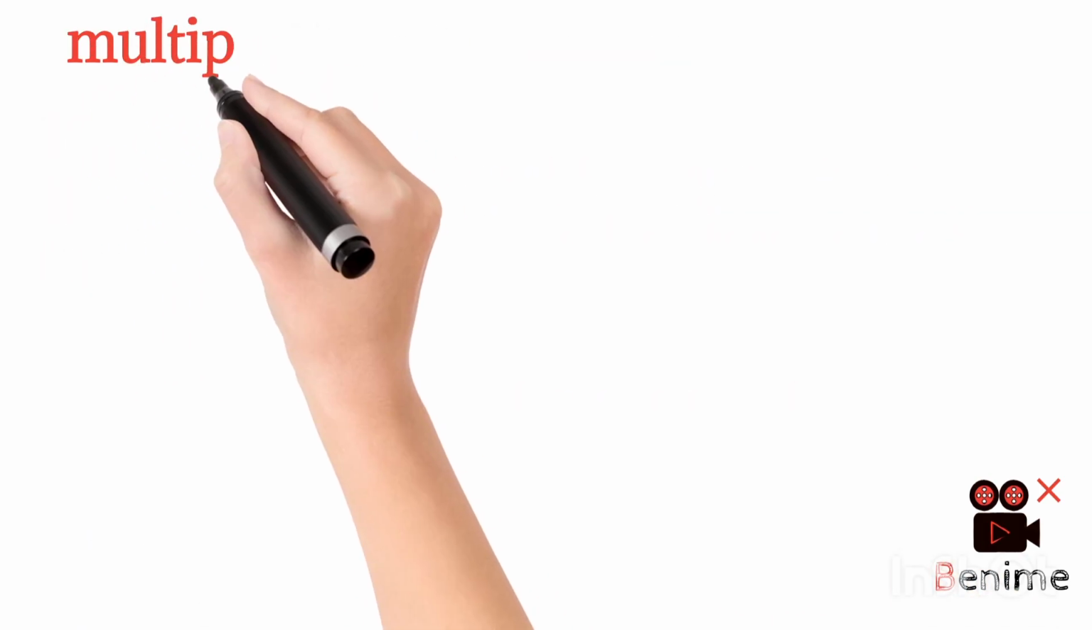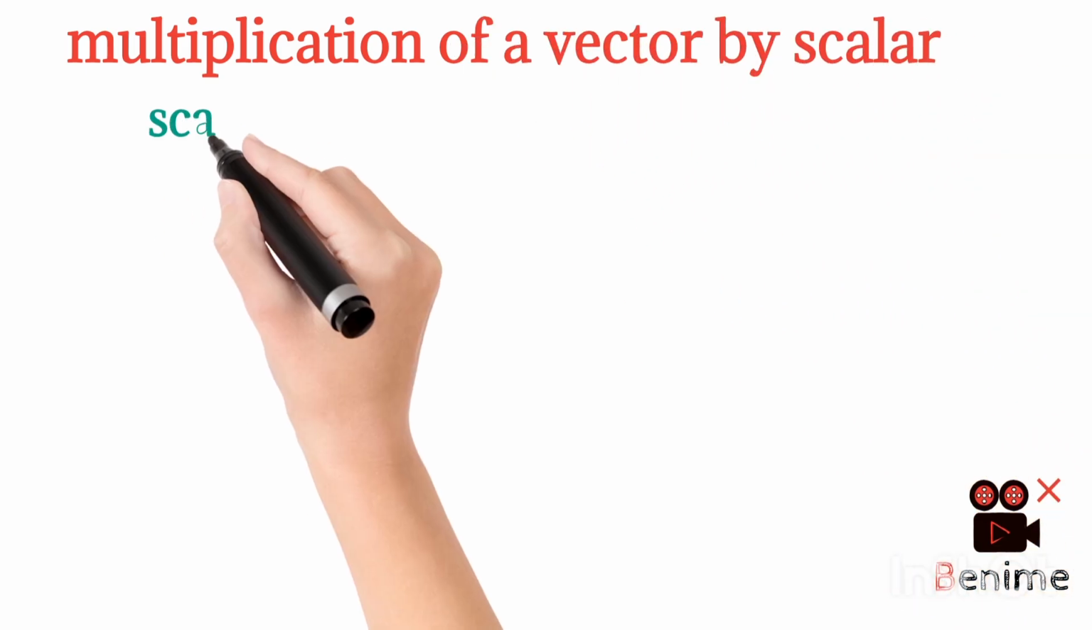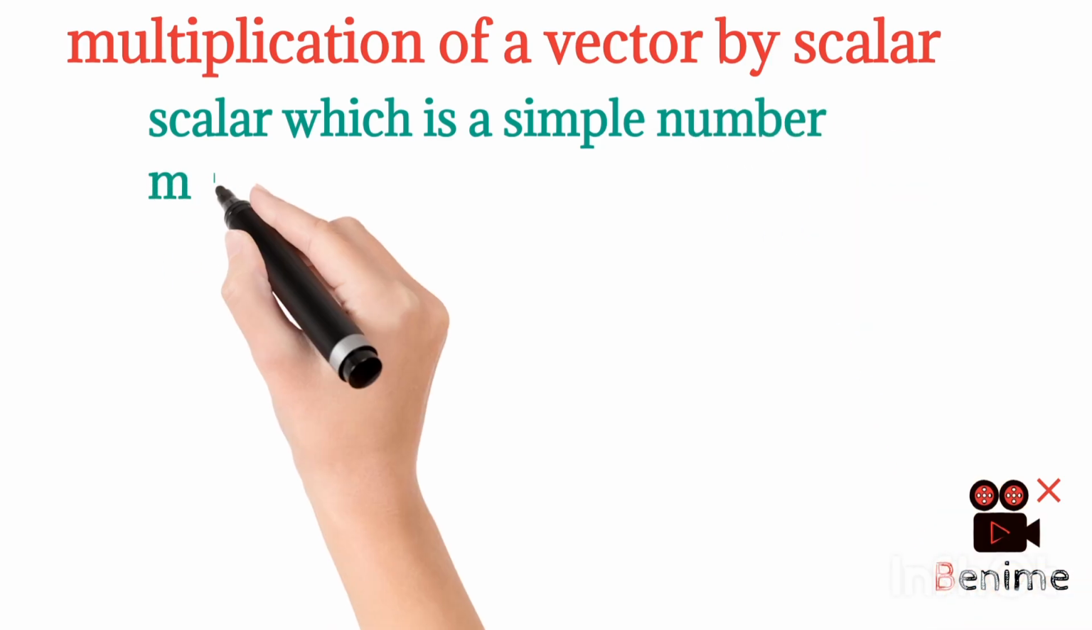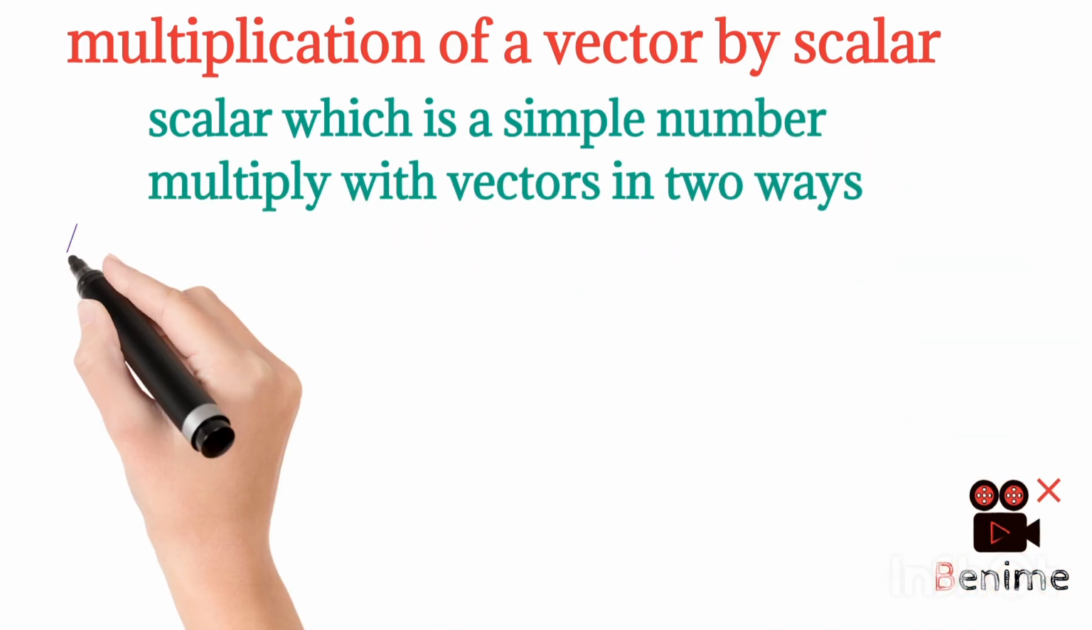A vector can be multiplied by a scalar, which are mathematical numbers. A positive number, for example 2, when multiplied with vector A, changes its magnitude.